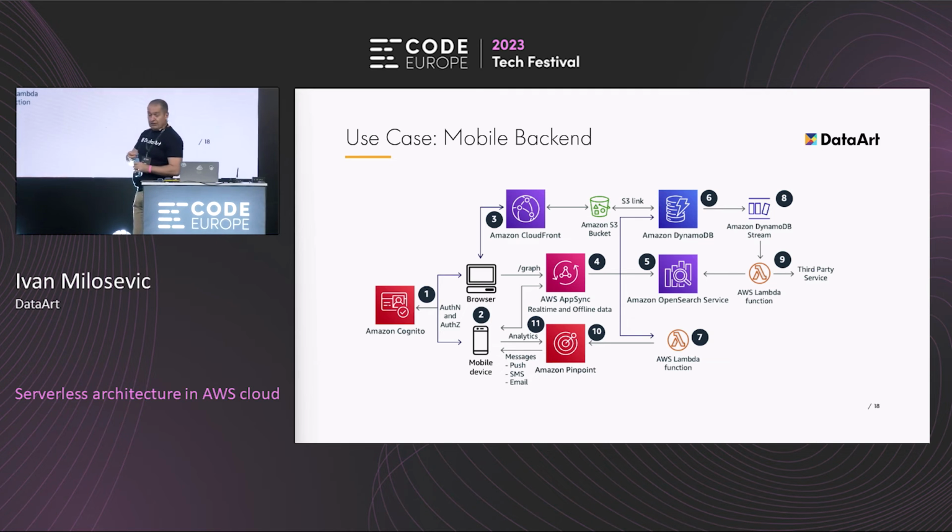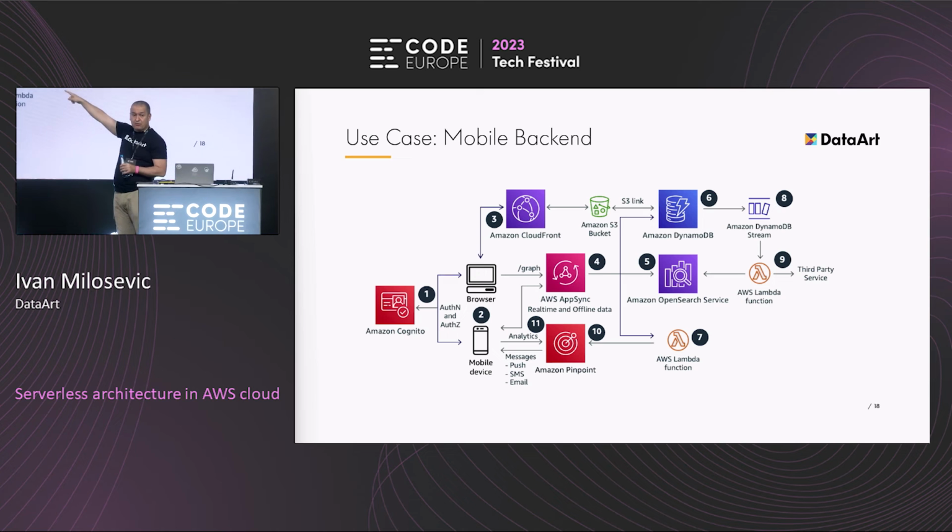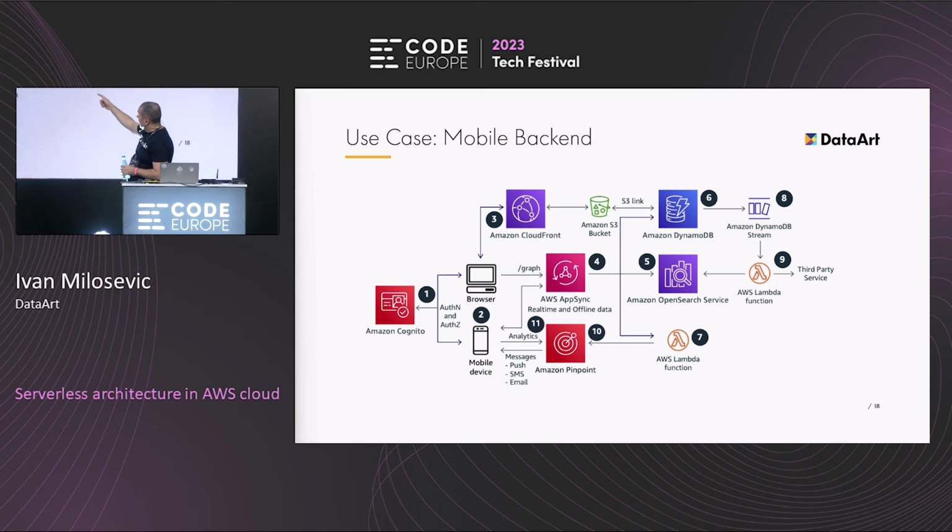AppSync, being an API, can pull data from the OpenSearch service, and pretty much that part is finished there. But on the other side, again, like with a web application, for the static content, you have the line or flow above that serves static data to CloudFront. And this S3 bucket in this case is tied with DynamoDB.